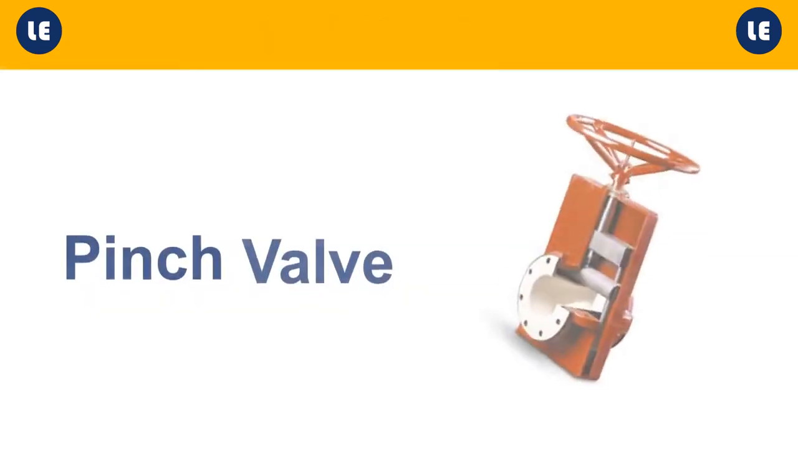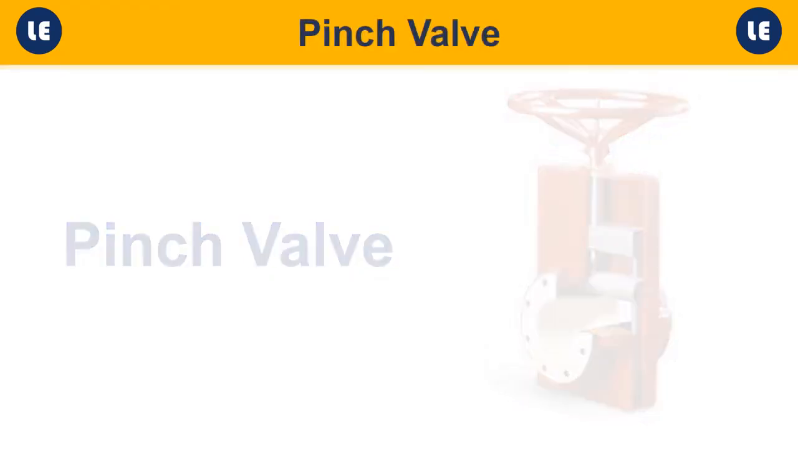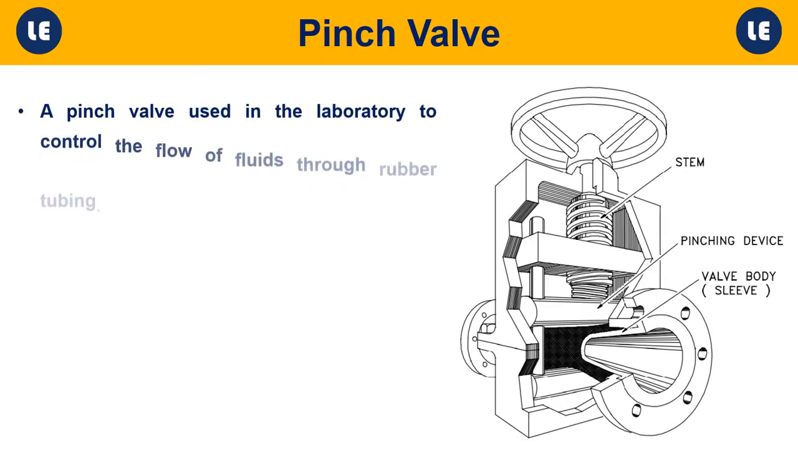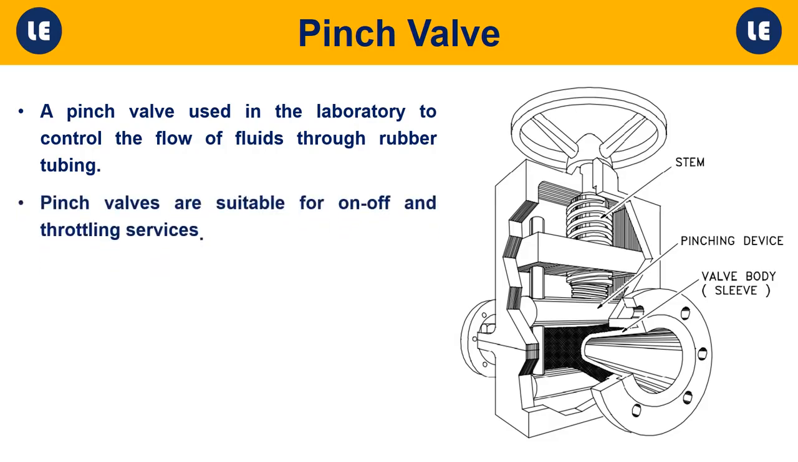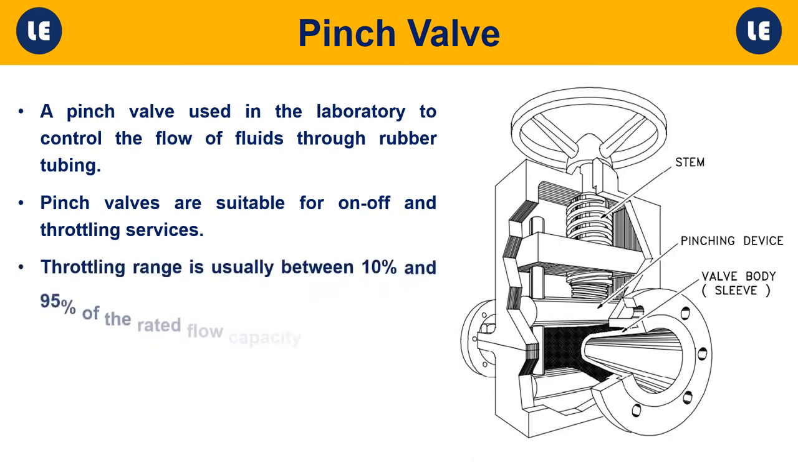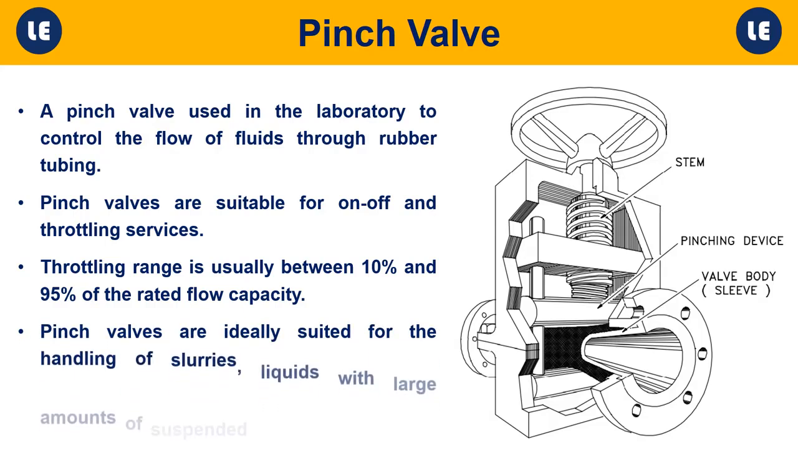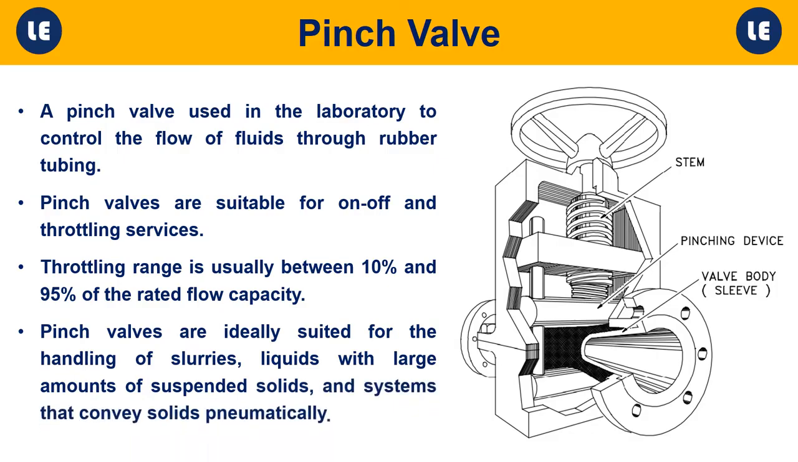Pinch valve. A pinch cock is used in the laboratory to control the flow of fluids through rubber tubing. Pinch valves are suitable for on-off and throttling services. Throttling range is usually between 10% and 95% of the rated flow capacity. Pinch valves are ideally suited for the handling of slurries, liquids with large amounts of suspended solids, and systems that convey solids pneumatically.